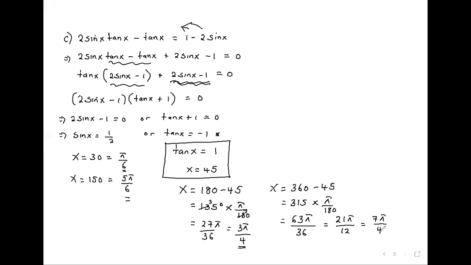Meaning that the solutions from here, we have x is pi over 6, x is 5 pi over 6, and x is 3 pi over 4 and 7 pi over 4. That is the thing.